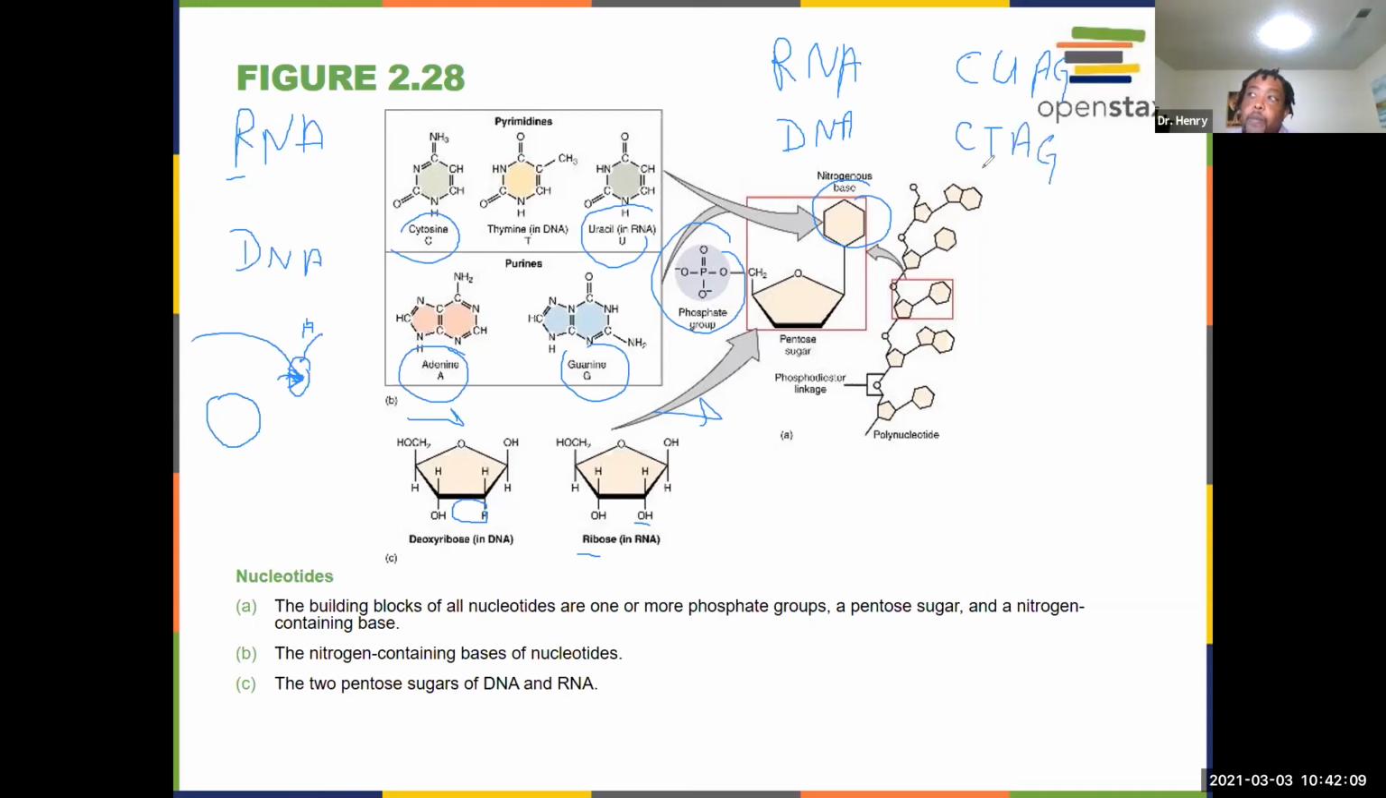Okay, and that's one difference. The other thing that's different between the two is that DNA is going to be deoxy. So that means its sugar is going to be a deoxyribose, where RNA is going to be ribose, right? Okay, and so if you look at this, here's your phosphate group. They all have a phosphate group, they're all going to have a sugar, and they're all going to have a nitrogenous base. So these are your different nitrogenous bases, okay?